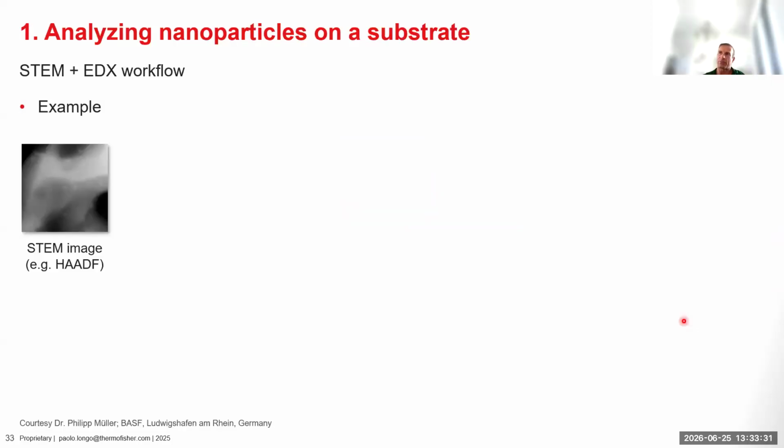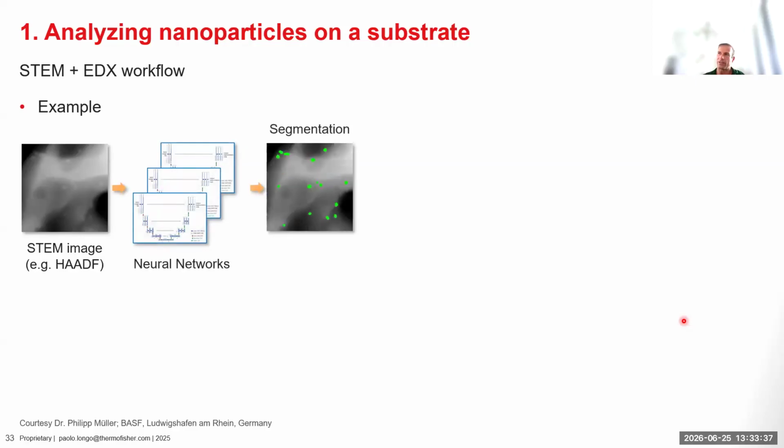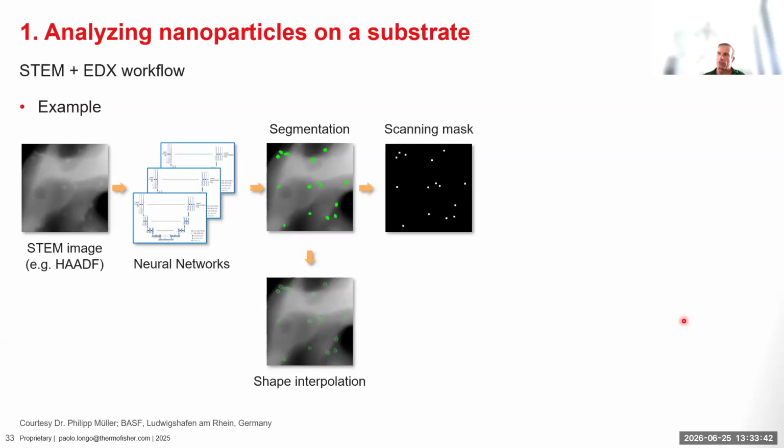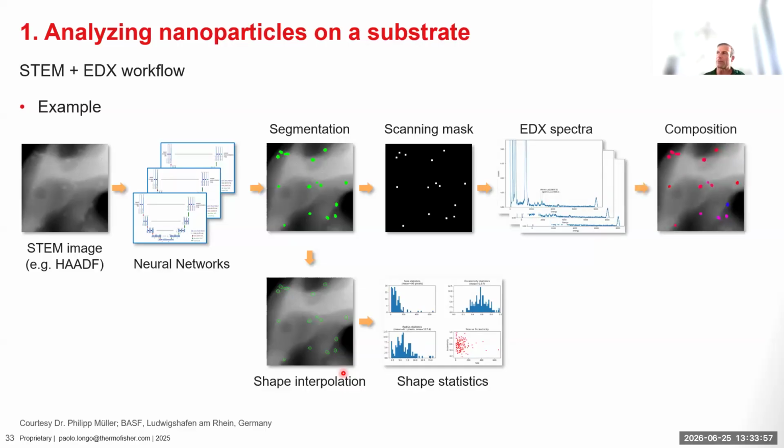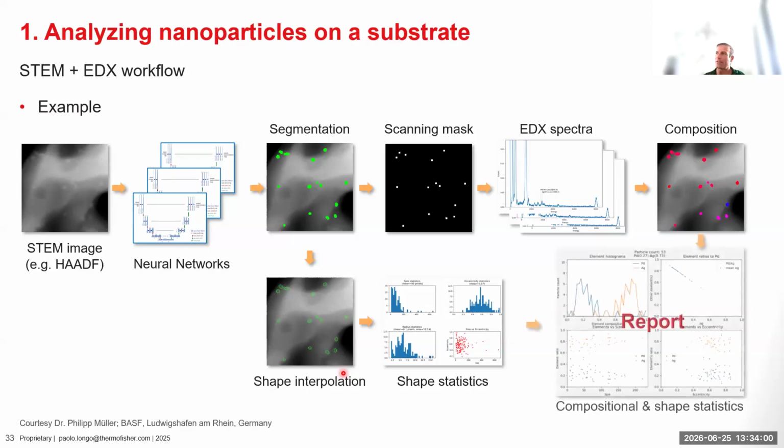And then you acquire EDS. So you start from the image, use a neural network, you segment the image, and you find all these nanoparticles. At the same time, you could do all possible kinds of analysis, like shape interpolation, statistics, number of particles, etc. Then you can apply a mask and do EDS only across these particles. Then you give information on the composition, and you take this compositional information and all this shape information into a report.